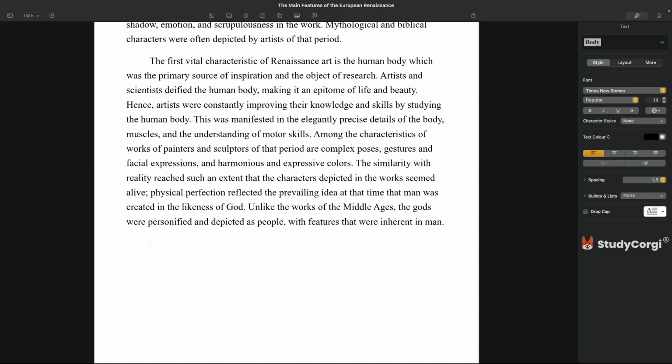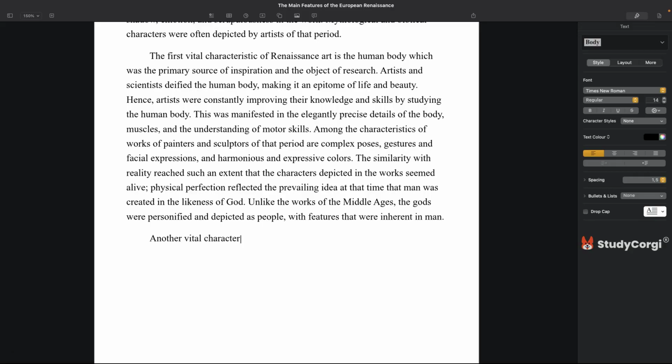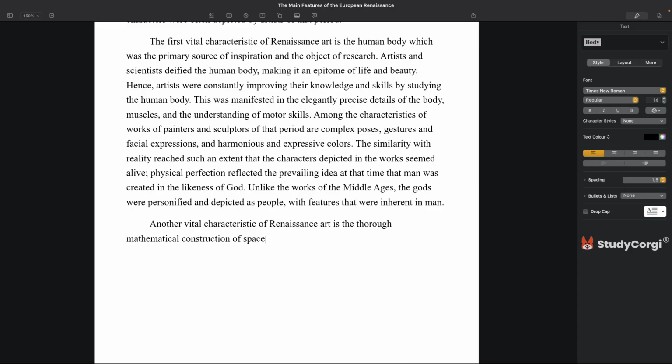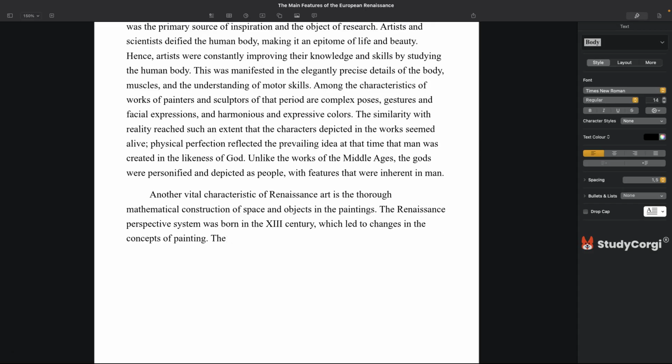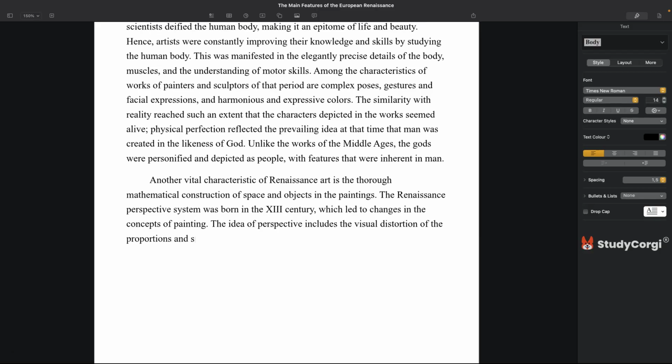Another vital characteristic of Renaissance art is the thorough mathematical construction of space and objects in the paintings. The Renaissance perspective system was born in the 13th century, which led to changes in the concepts of painting. The idea of perspective includes the visual distortion of the proportions and shape of real bodies in their perception.